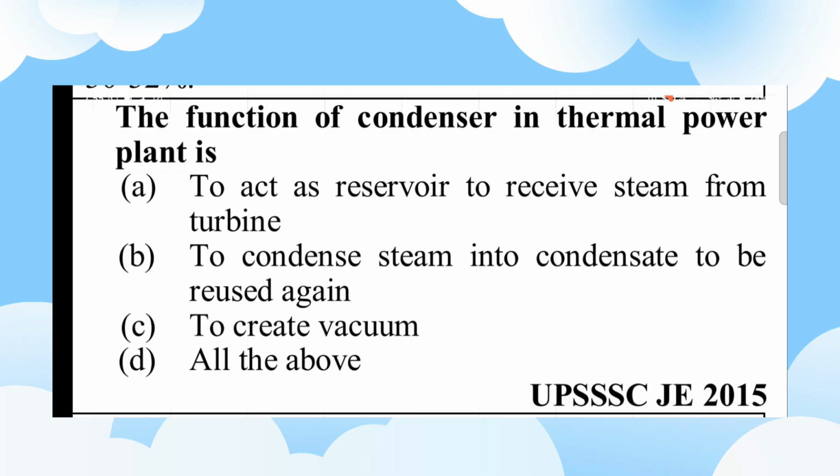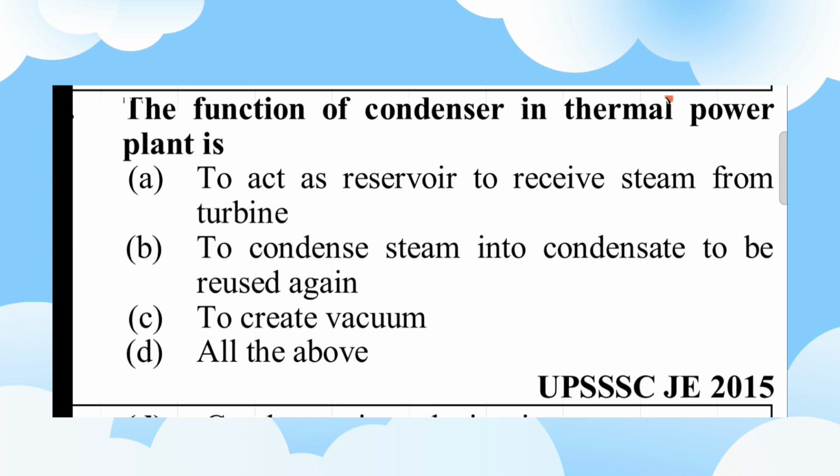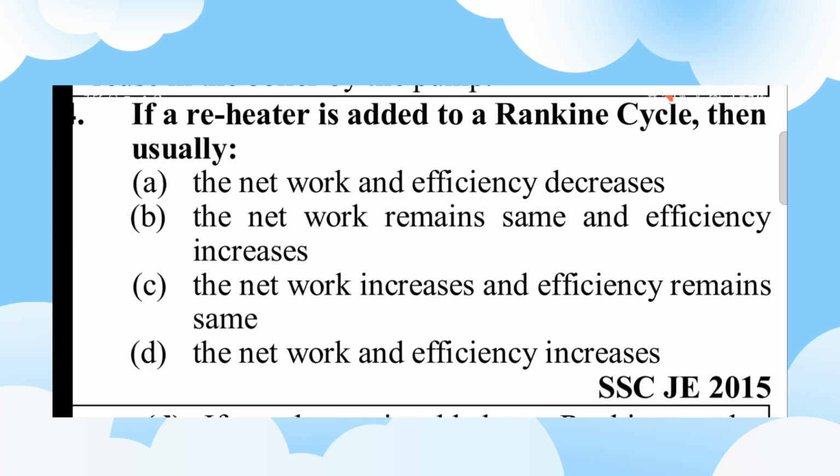Friends, question number 73. The function of the condenser in thermal power plant. A. To act as reservoir to receive the steam from the turbine. B. To condense steam into the condensate to be reused again. C. To create vacuum. D. All the above. D. All the above.